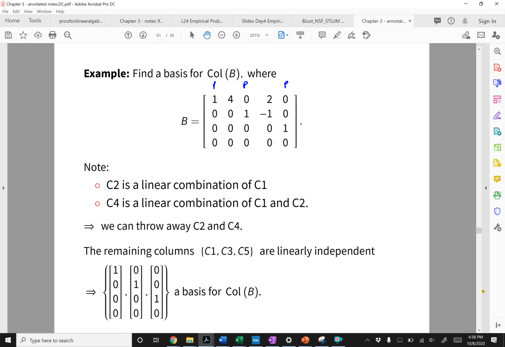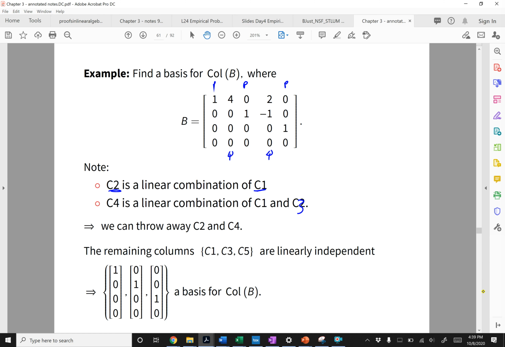So the span of all the columns will span the column space, but we don't need all of those. That's not a basis, because we have a couple free variables. C2, for example, is a linear combination of C1. If I take 4 times this first column, I get the next column. C4 is a linear combination of C1 and C2. So if I take, that's a mistake, that should be C3. C4 is a combination of C1 and C3, right? 2 of C1 minus 1 of C3, that gets us C4. So we can throw away, we don't need this one.